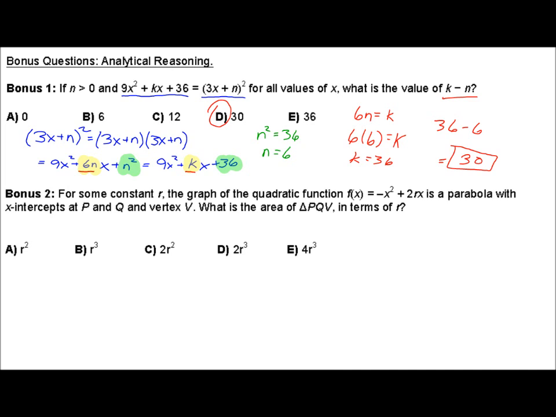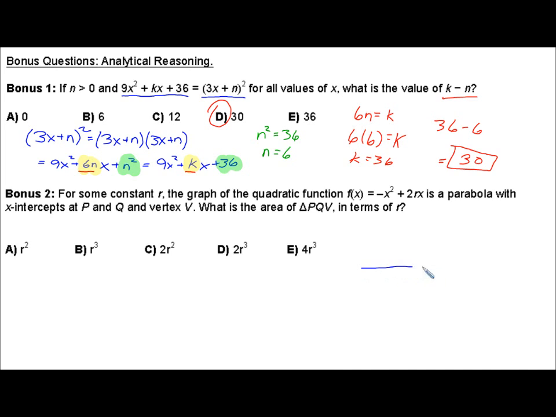So I'm going to start off by sketching this. And let's get a good sketch of this function. Now, there's no number here for r. It just says for some constant r, and everything's in terms of r. So I can't get an exact sketch, but I do know a few things.